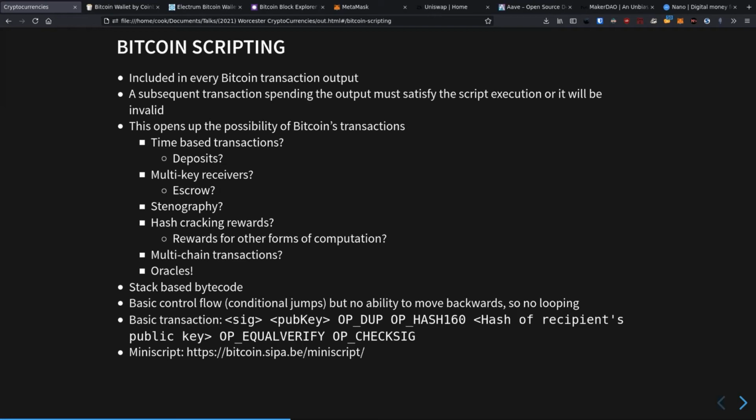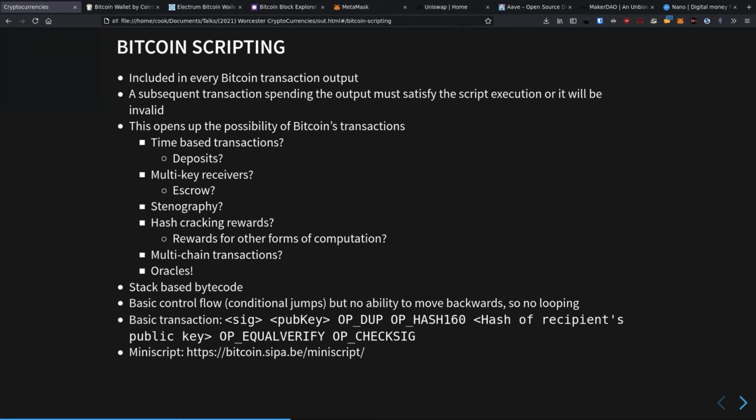You could send a transaction which requires a hash to be cracked. It requires that if somebody cracks a hash, only then could they spend the Bitcoin. And there is actually one transaction that somebody sent that allows this. If somebody found a collision for a hash, they would then be able to spend the Bitcoin. So it's sort of providing rewards for people performing computation, in a way.